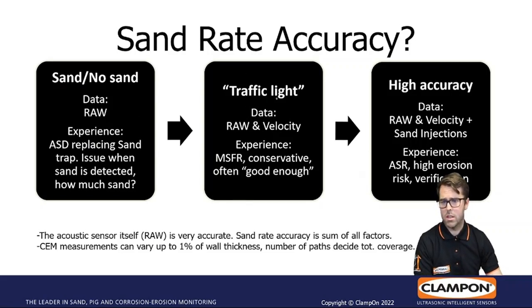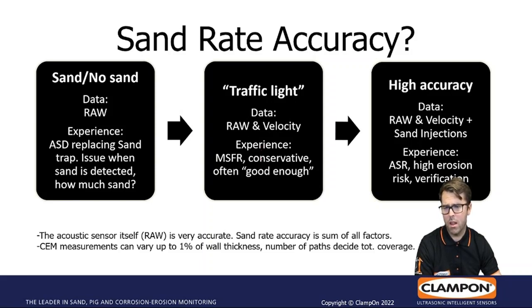The next category here is traffic light, which is the most common way of accuracy for our systems. That means that our system has a production data input, so we calculate the velocity. I would say that by being in this category, you can use it to find maximum sand-free rate. Then we use the standard step table. That means it's not calibrated by sand injection. And this standard step table, which converts it from raw value to sand rate, is conservative and often good enough.